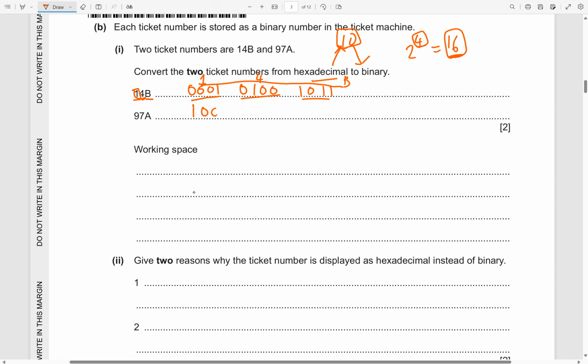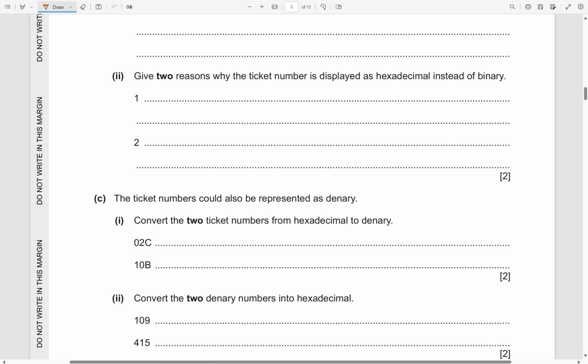Right, so this one, it's going to be an 8 and a 1. Right, then the 7, that's going to be 4, 2, 1. Right, then A, that's going to be 10, so that's just going to be an 8 and a 2. Right, and hopefully that makes sense how that all works. Right, then we want to give 2 reasons why the ticket number is displayed as hexadecimal instead of binary.